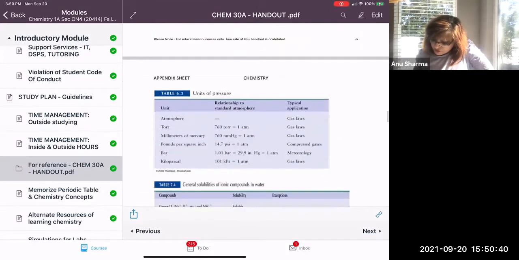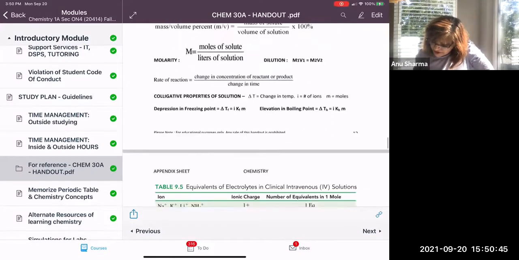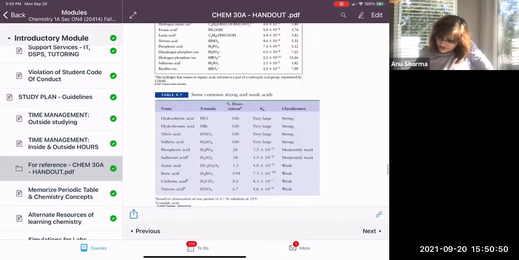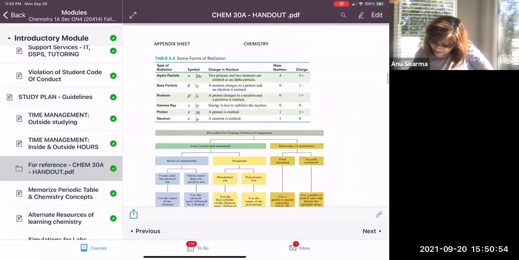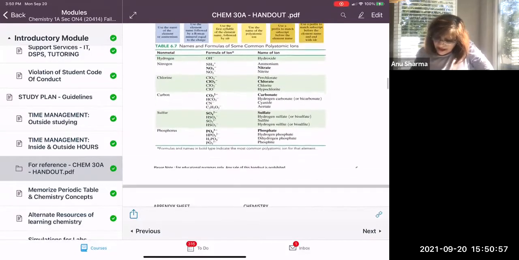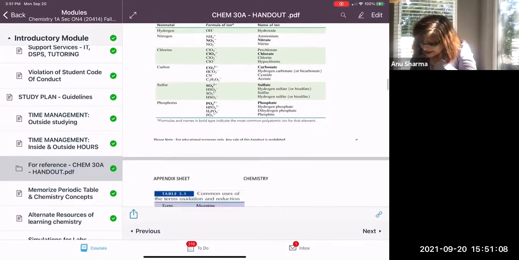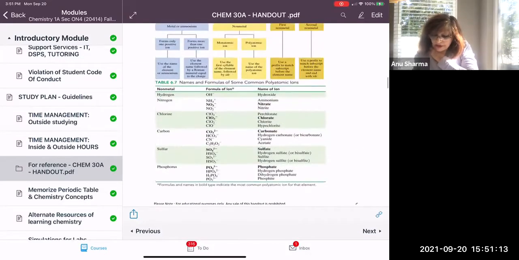But there is also, I'm just trying to see where the polyatomic ions are, a list of polyatomic ions I have. Okay, right here. Here are the polyatomic ions. This is table 6.7, the names of the common polyatomic ions, but you can add more from your side also. I think this is page 6. So polyatomic ions are here.